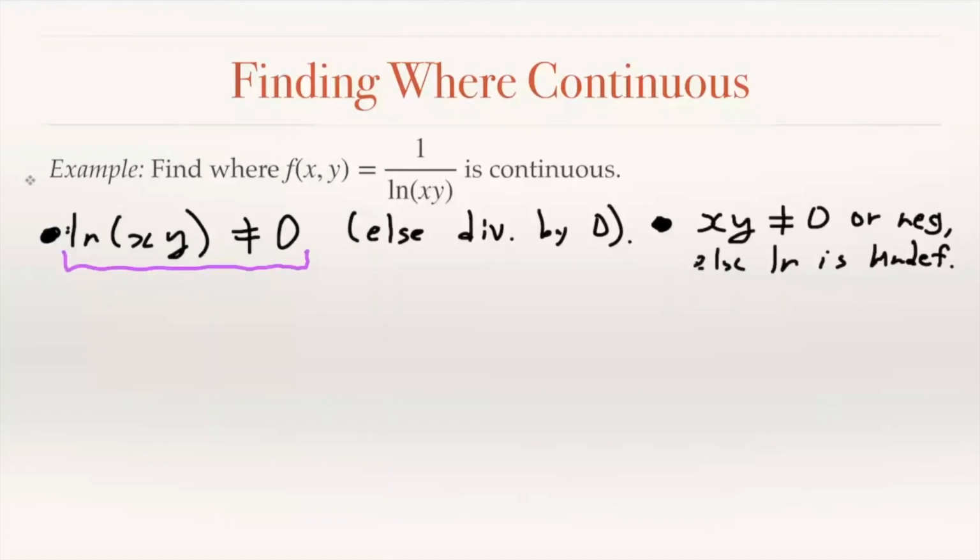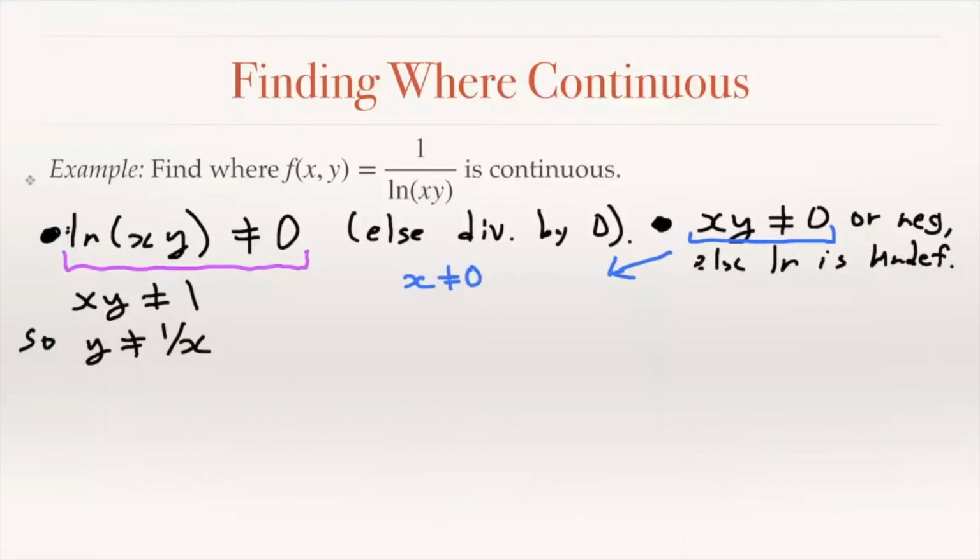Well, where is the natural log of xy 0? This means that xy must not be equal to 1, because natural log of 1 is 0. That's the only place it's 0. So that means that y cannot be equal to 1 over x. Next, xy is not equal to 0. That means that x cannot be equal to 0, and y cannot be equal to 0. And lastly, xy must be positive.